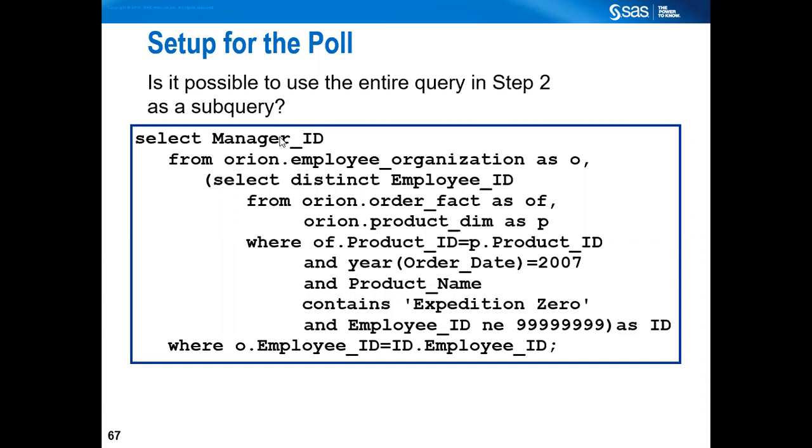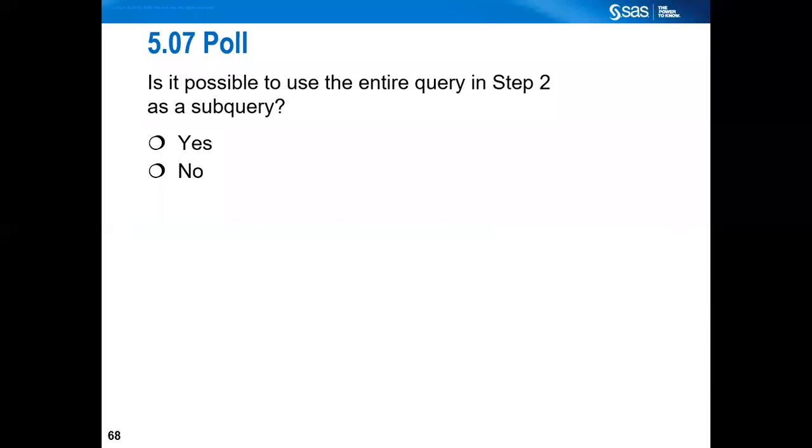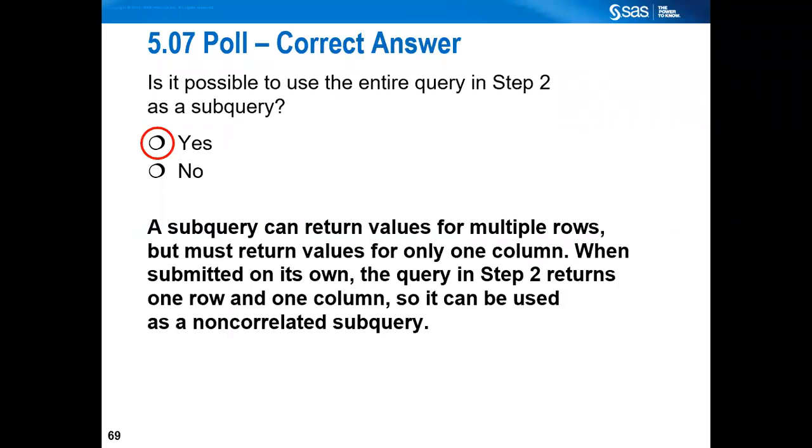So what is the prerequisite of a subquery? It should be returning only a single column. Correct? Agreed? So you can use it as a subquery. A subquery can return values for multiple rows, but must return values for only one column. So when submitted on its own, the query in step 2 returns one row and one column. So it can be used as a non-correlated subquery.